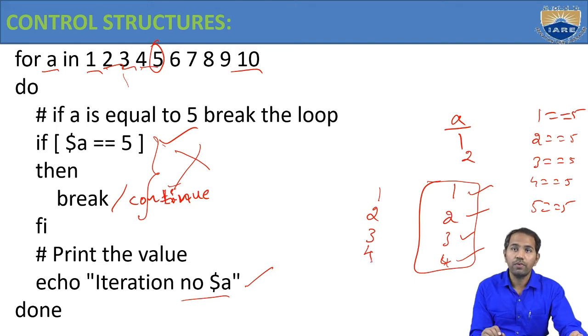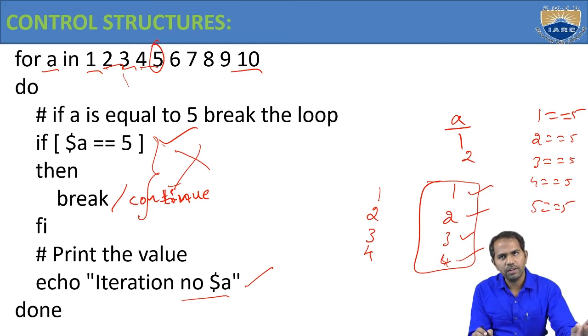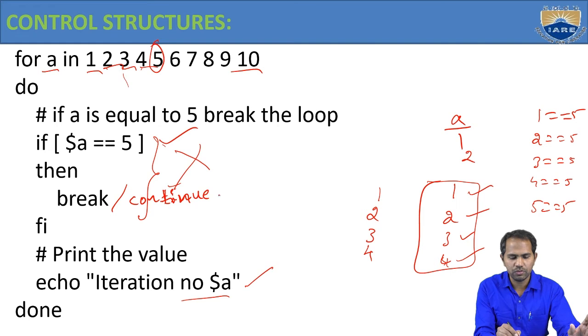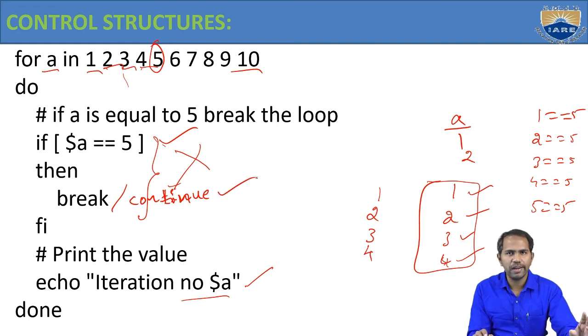Printing 4. Then 5, yes, the condition is true. In this case 5 equal to 5, it skips the 5 iteration. It's a matching condition whenever I'm using continue. Continue says skip the present iteration. The a value is presently 5, so skip that iteration.